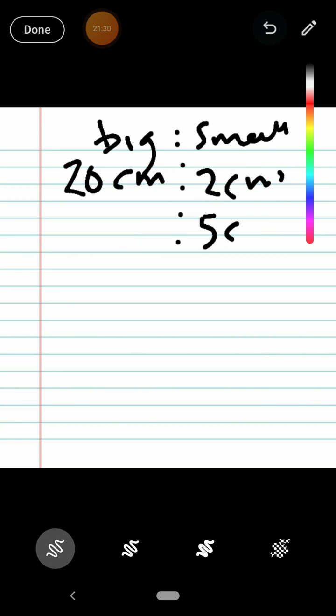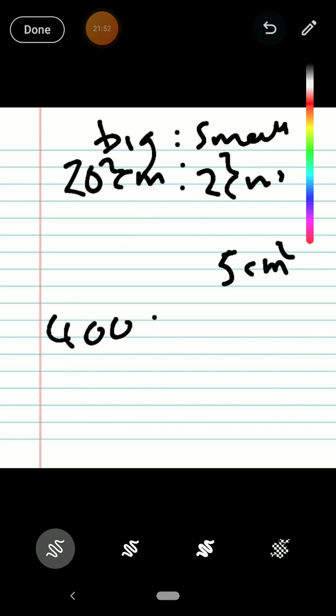Of course, sometimes they can give you the same thing. The bigger jar is 20, the smaller one is 2. Then they say find the area of the bigger one if the area of the small one is 5 centimeter squared. Remember, for area you don't just use this. You need to do power 2. So 20 power 2 you get 400, and 2 power 2 you get 4. Then you can put the area of the small one, then x on the side of the bigger one.